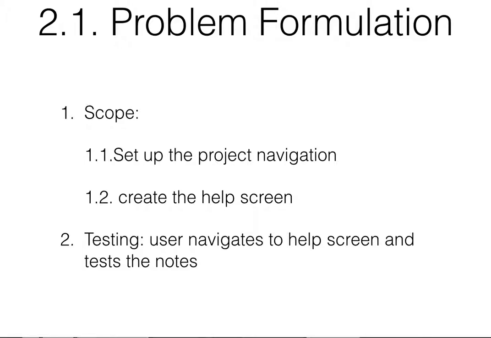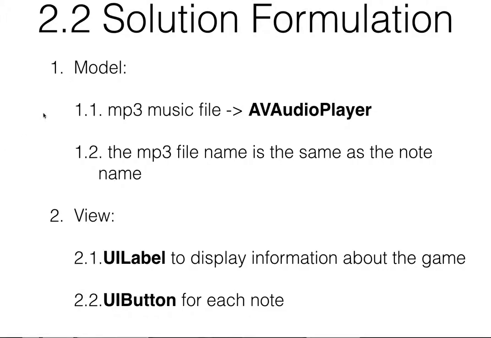Apply the app development process, problem formulation. We do some research, so if there is additional research that you need to do, go ahead and do it. And then define the scope. So what exactly we're going to do, we're going to create the help screen, set up the project navigation, which I did already in the project setup. So we had that first part in the project setup, we don't need it here. And then we create the help screen itself, what's inside it. In the testing, the user will navigate to the help screen, be able to read the instructions, and test the different notes. So how are we going to do that?